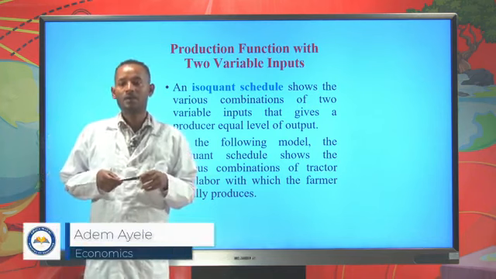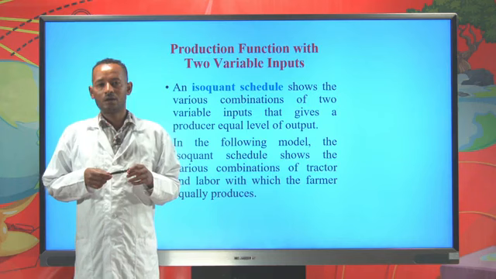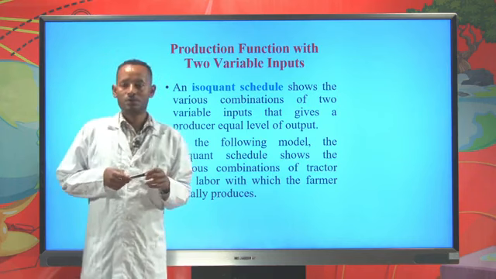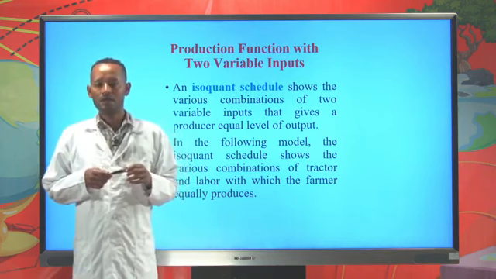In the previous lesson, we saw the production function with one variable input, labor. Today, we are going to see the production function with two variable inputs. An isoquant schedule shows the various combinations of two variable inputs that give a producer an equal level of output. In the following model, the farmer produces wheat output by employing two variable inputs called capital and labor.